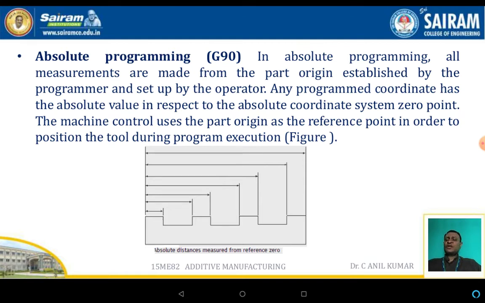In the absolute program, all the measurements or dimensions are made from the part origin, which is established by the programmer and set up by an operator. Any programmed coordinate has an absolute value with respect to the absolute coordinate system zero point. The machine controls use the part origin as a reference point in order to position the tool during the program execution.